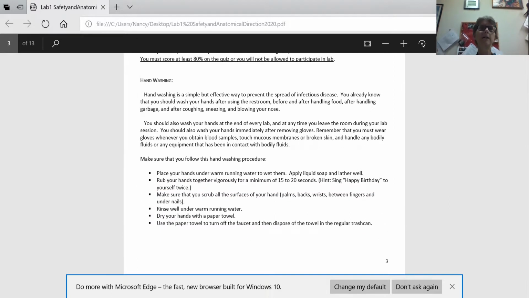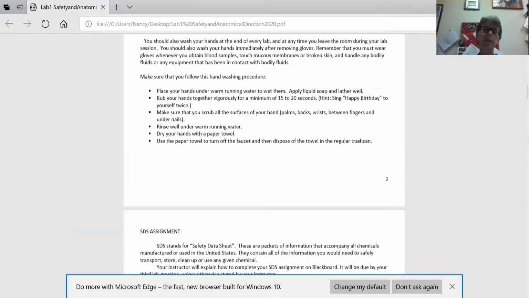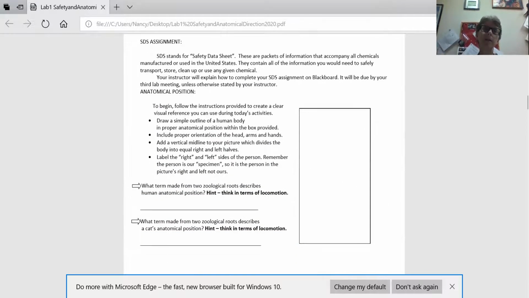Hand washing, I know we've heard a lot about hand washing lately in the midst of this pandemic, but hand washing is always standard practice in the lab. You wash your hands for 15 or 20 seconds with hot soapy water. Dry your hands with a paper towel. You use the paper towel to shut off the faucets. Pretty standard safety stuff.